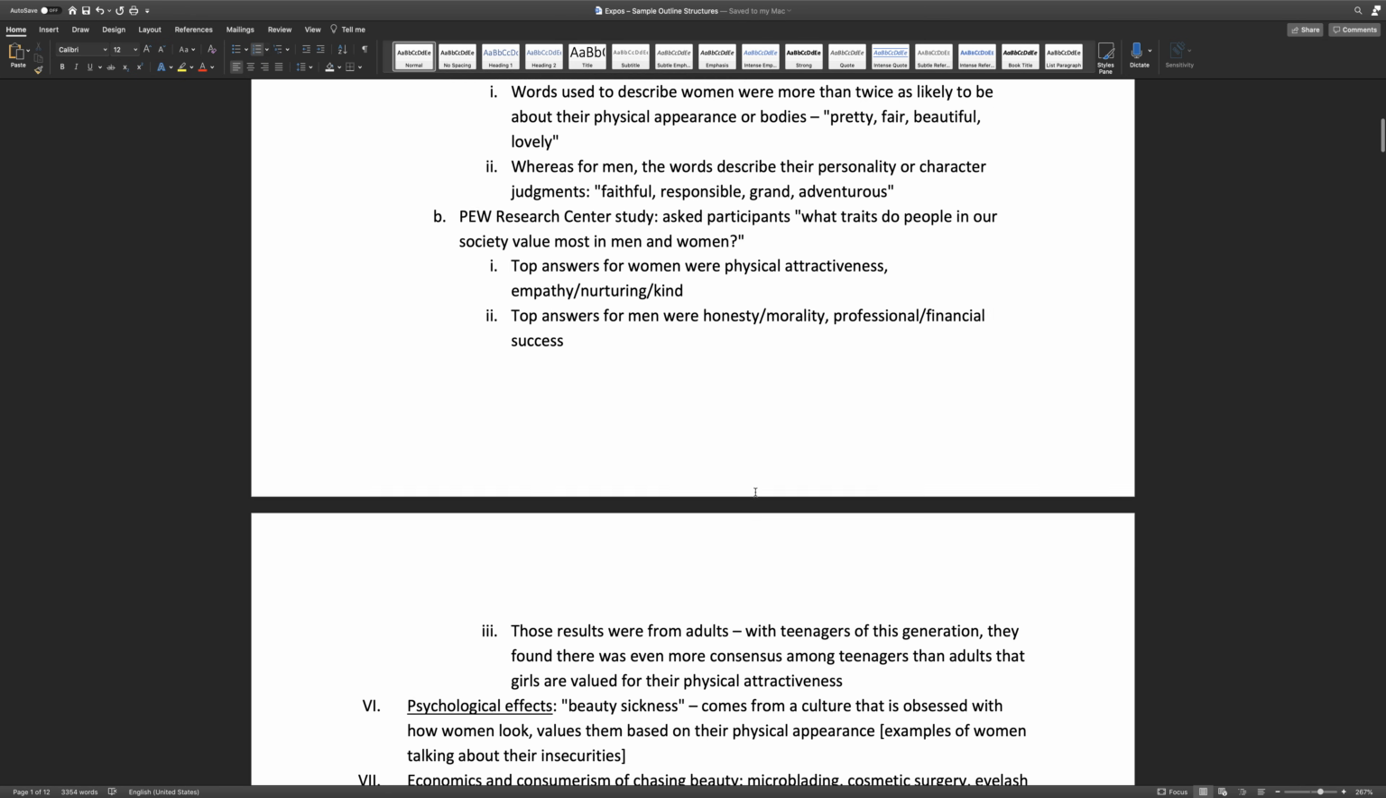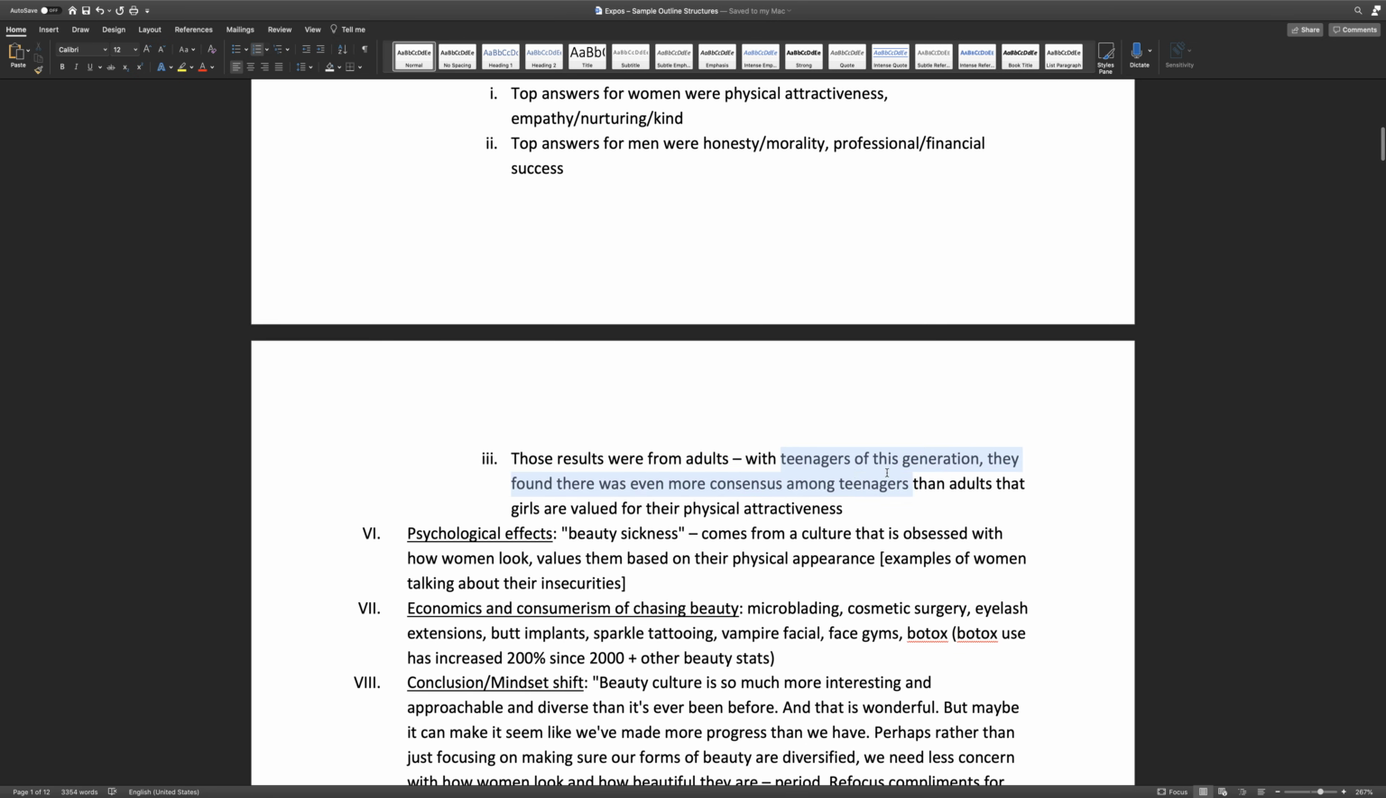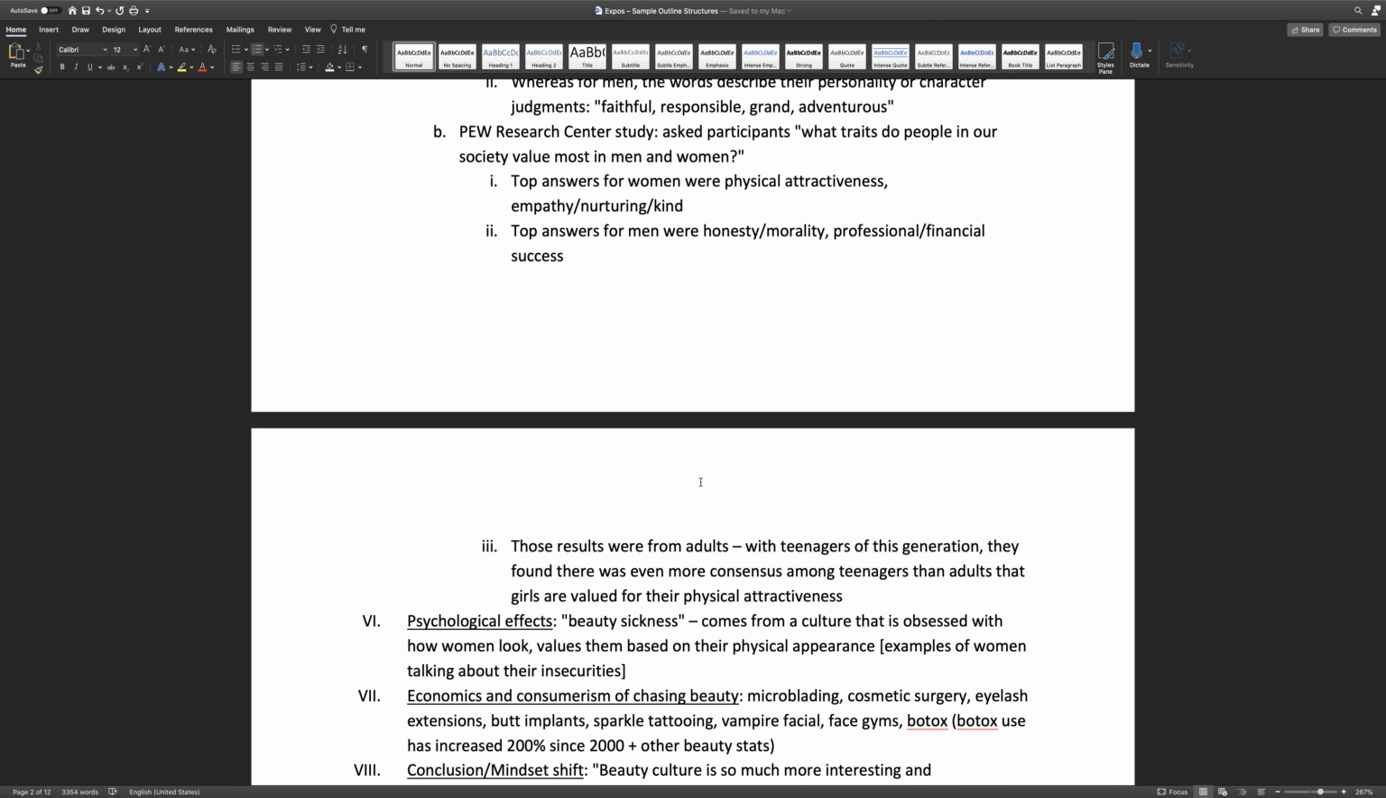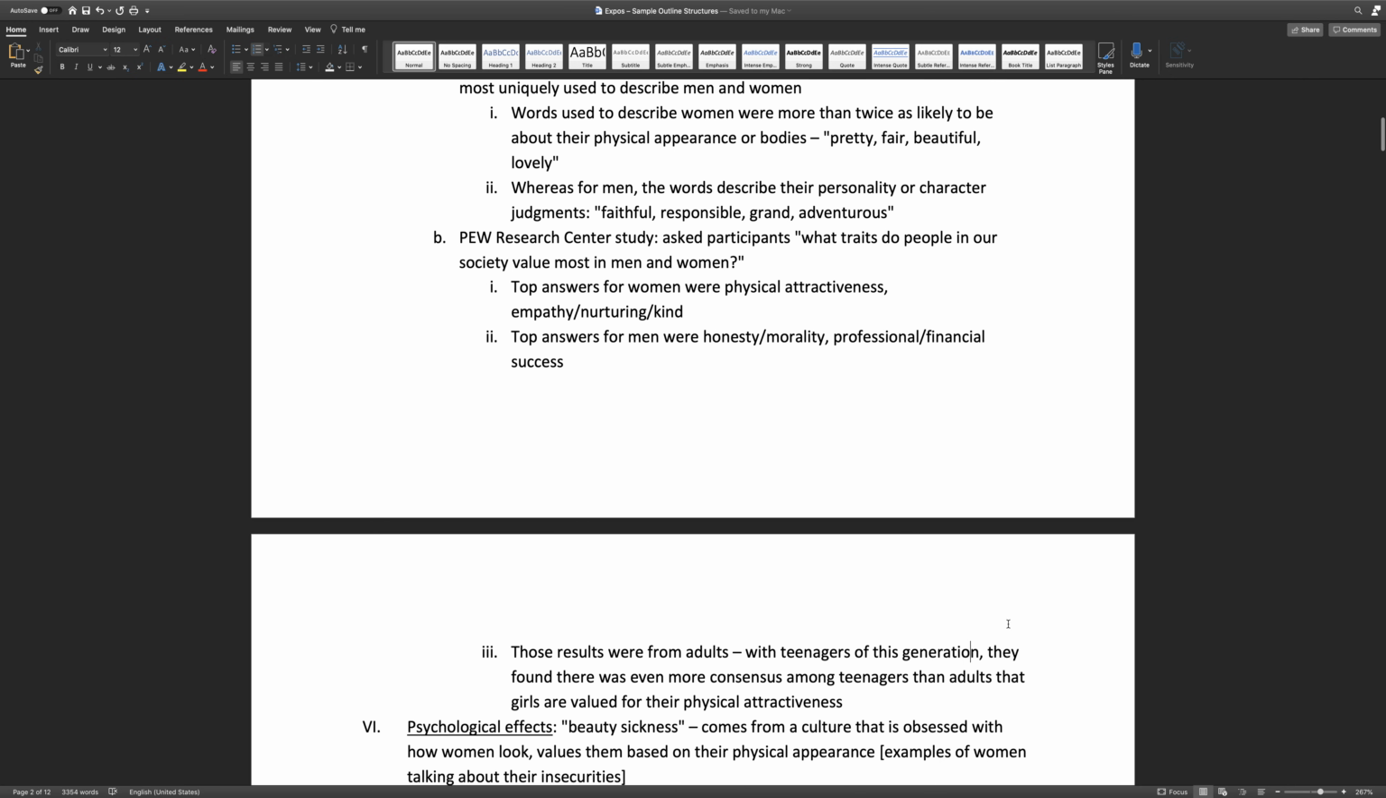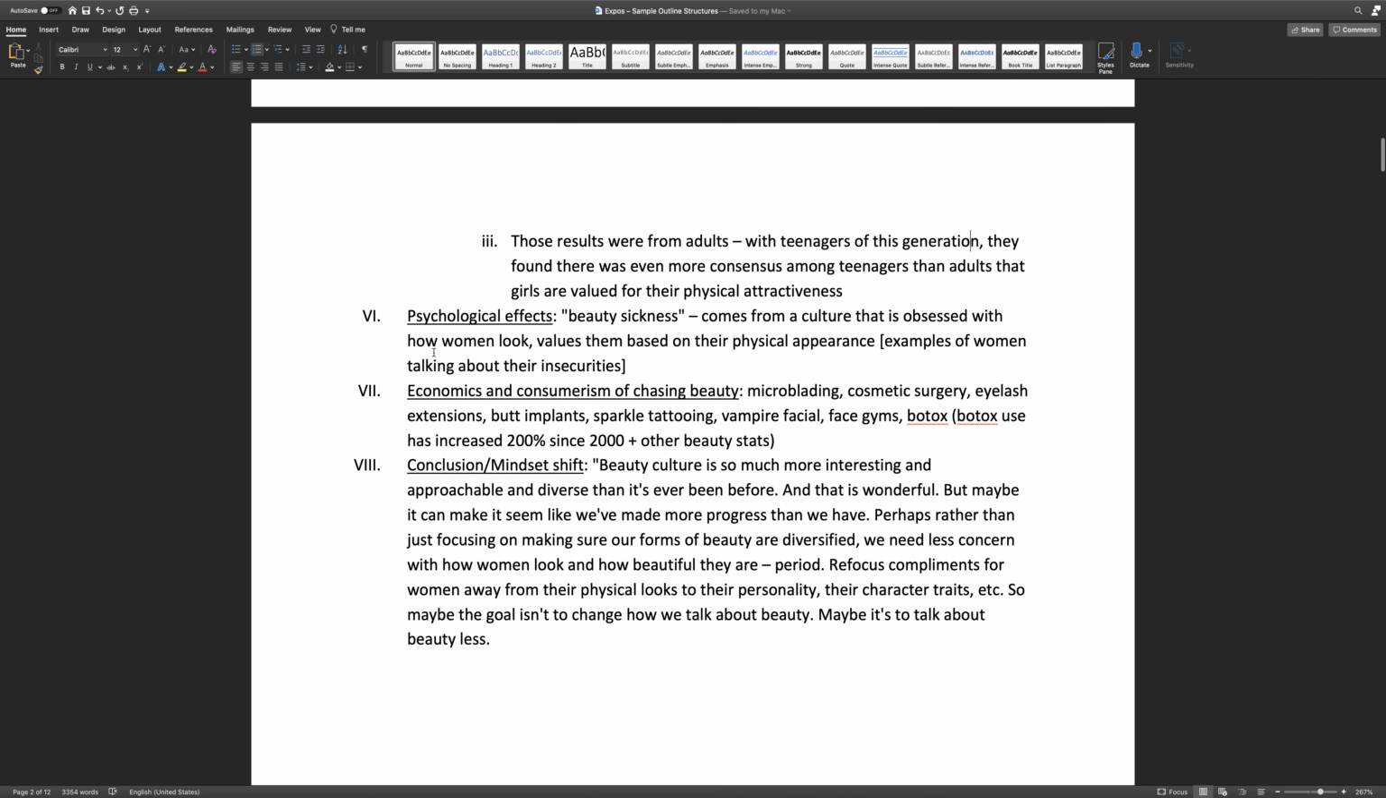But what made this study so interesting was that teenagers of this generation actually were in greater consensus that girls are valued for their physical attractiveness. You would expect this to be more of an outdated attitude that will probably be changing in a positive way over time. But actually, this research study unintuitively showed us that that physical attractiveness stereotype is becoming more solidified amongst younger generations, probably linked to this beauty culture. So that again is a kind of shocking fact that is really intriguing to learn about.